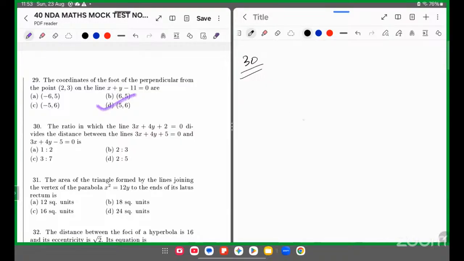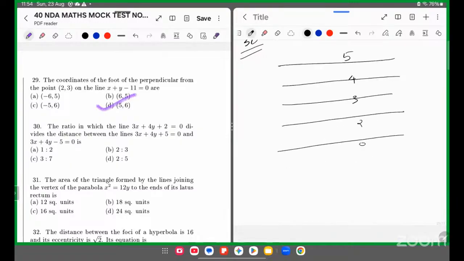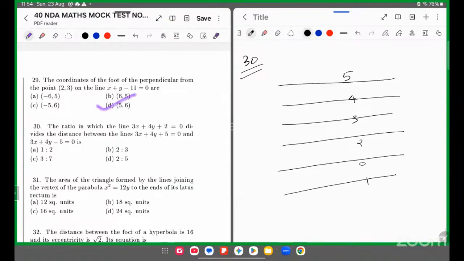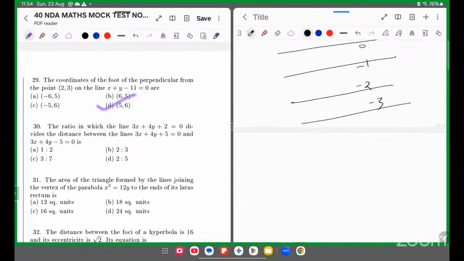So this is 5. For example, this is 4, this is 3, this is 2, this is 1, 0, minus 1, this is minus 2, minus 3, minus 4, minus 5.